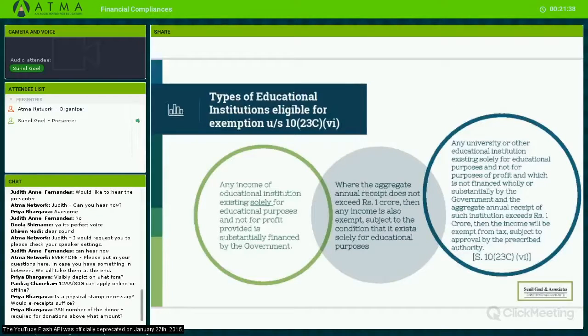Again, we will not go into details of this, but this is another avenue which you could keep in mind in case you do comply with the obligations under this section.